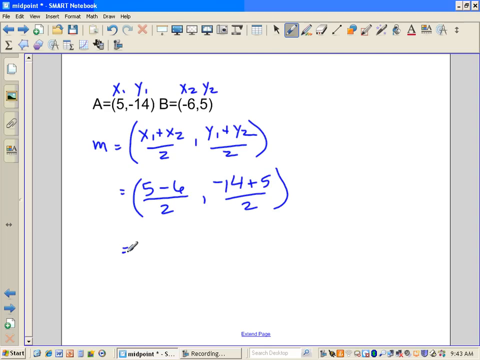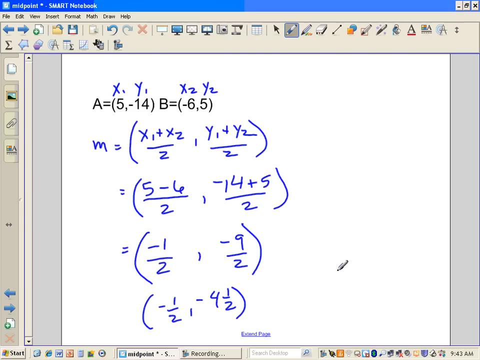Looks like we might have some fractions here, and that is okay. 5 subtract 6 is negative 1 divided by 2. We're going to leave that as negative 1/2. Negative 14 plus 5 is negative 9 divided by 2. You can leave these as these fractions. You can convert the second one to negative 4 1/2. Or if you're most comfortable with decimals, this would be negative 0.5 and negative 4.5. So some choices there.